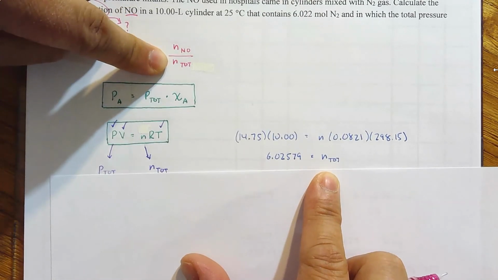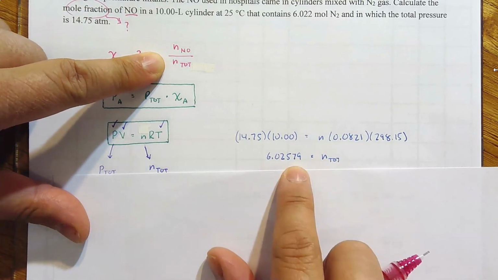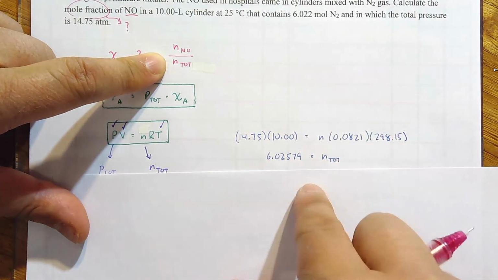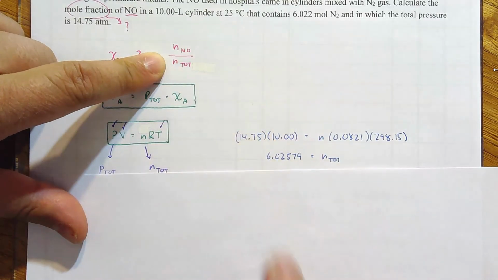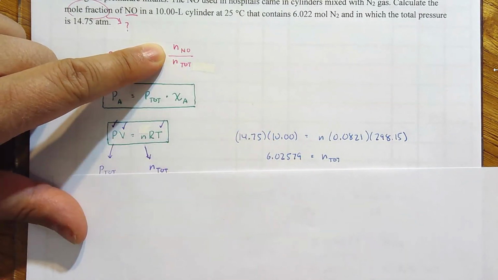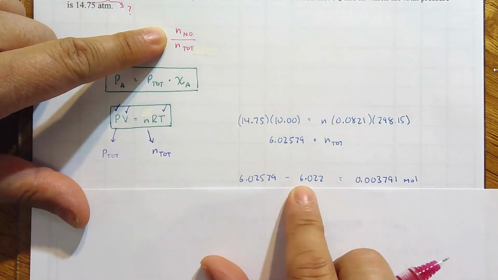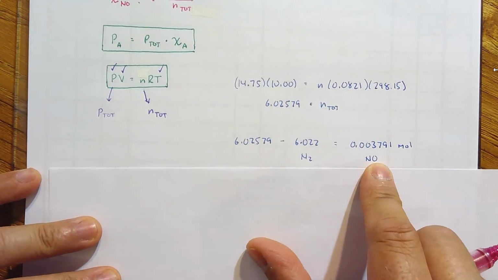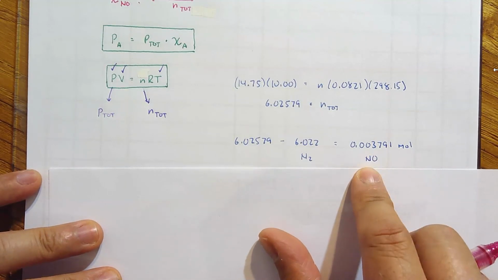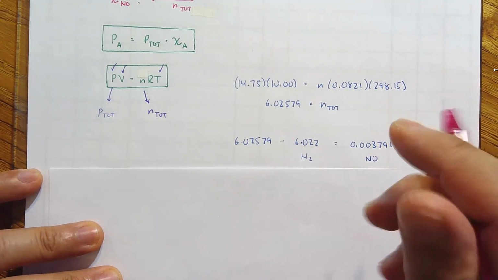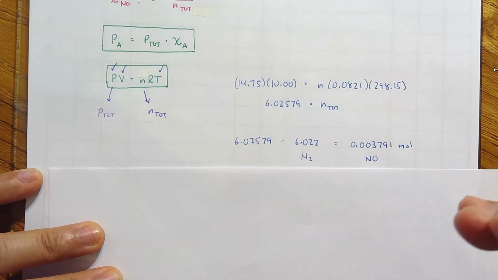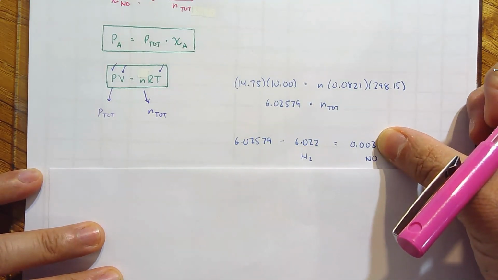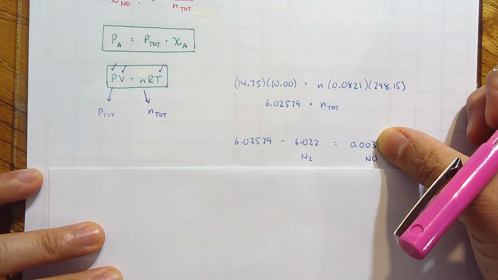Now, since we have the n total and we have the moles of N2, we assume that the rest of that total is coming from NO. So we literally have these two numbers already. Just take the total minus the amount of N2 moles, and we get the amount of NO moles. So it's very, very tiny. That's why you don't want to round excessively, because if you round it to 0.003, then your answer is likely to be pretty far off.